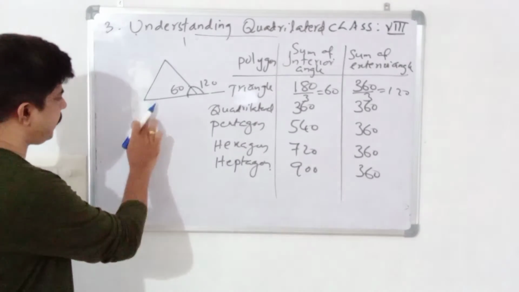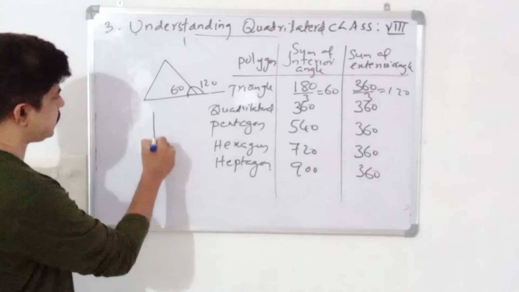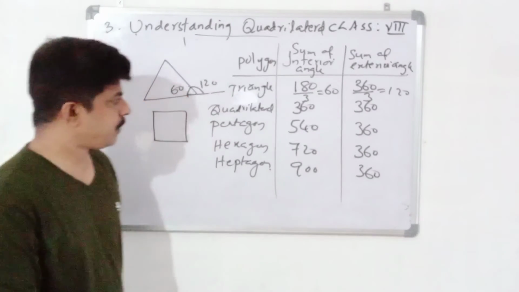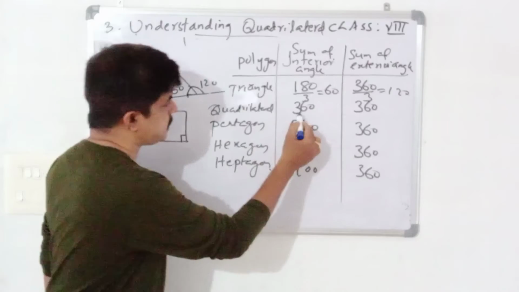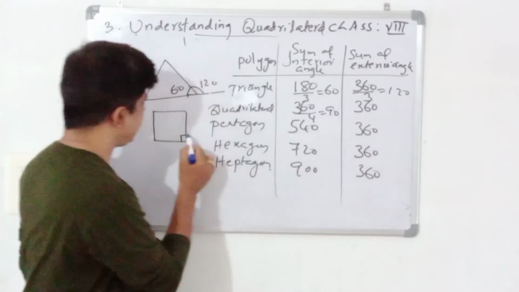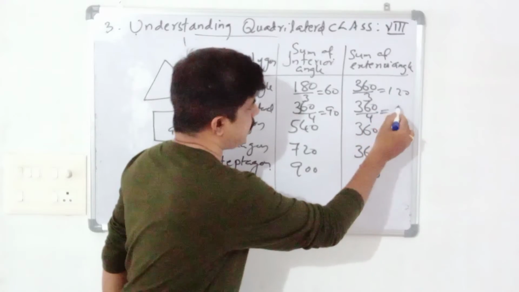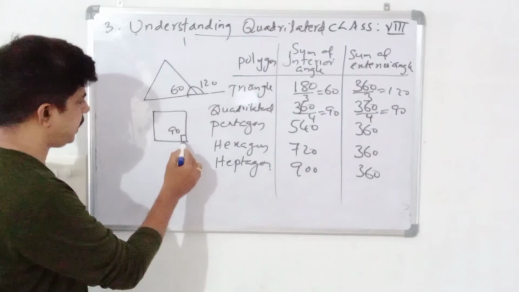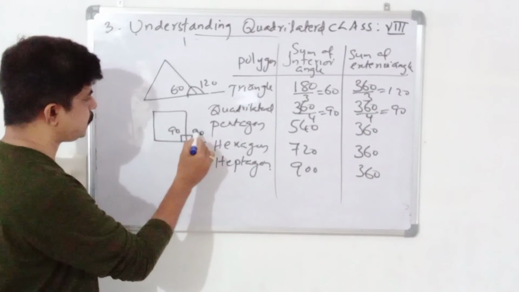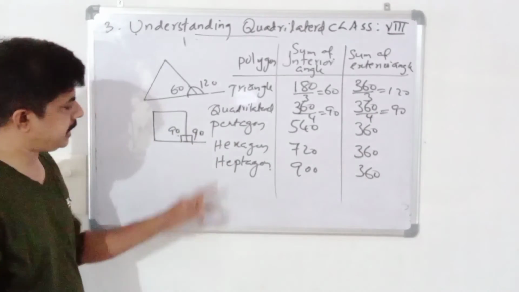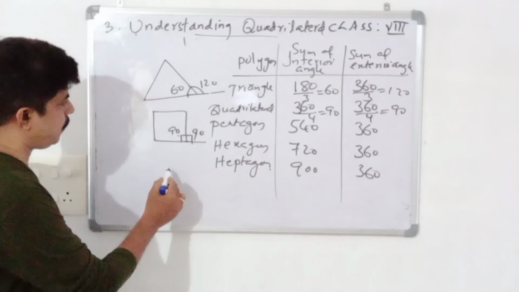We have a regular polygon with 4 sides. That is a square. What will be each interior angle of a square? 360 by 4, we have 90. Each exterior angle of a square is what? 90 degrees. These two adjacent angles form a linear pair. 90 plus 90 is 180.